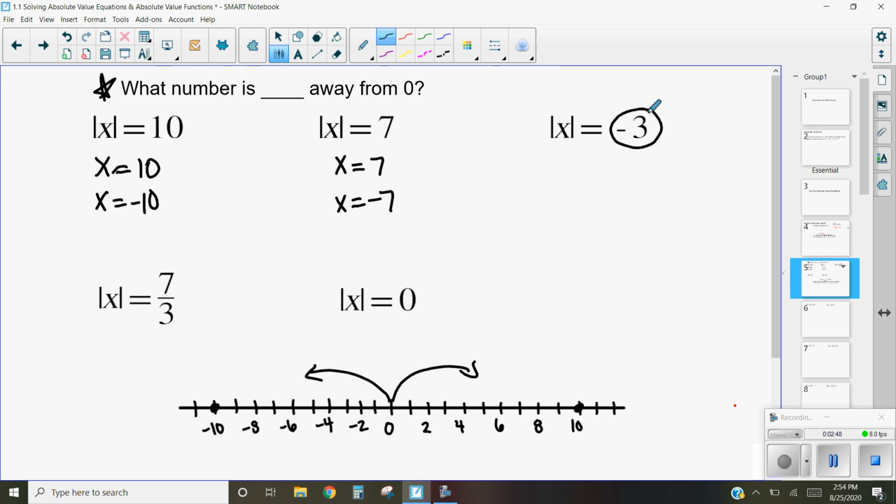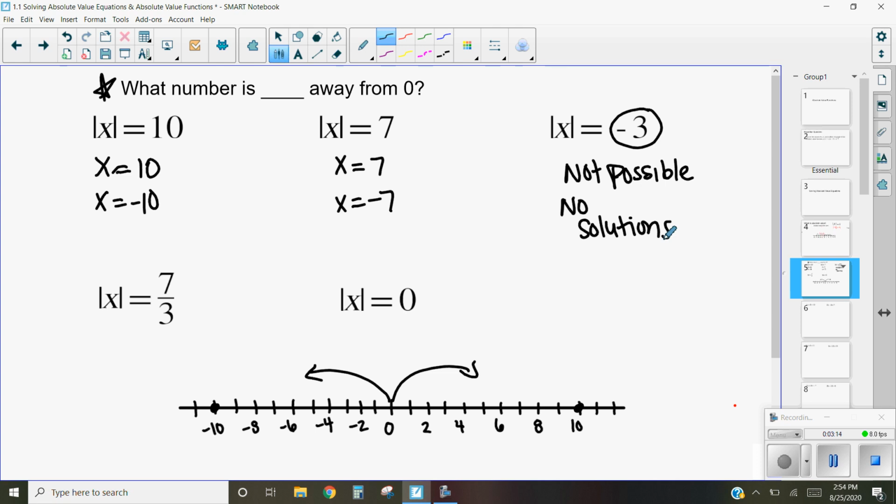So is it possible for a number to be a distance of -3 away? No, that's not possible. In math, when something is not possible or it's impossible, we say that there are no solutions, because there is no numbers that I can put in for x there to make that statement true. Feel free to try it, but it's just not possible.